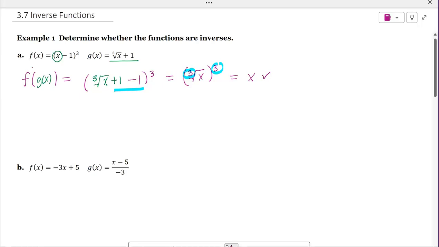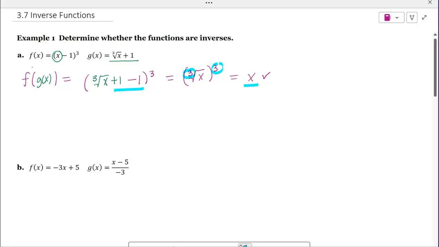This shows that these two functions are inverses because I started with some value, plugged it into one function, and then plugged it into the other function, and I ended up with the value that I started with. And in this case, the value is x.